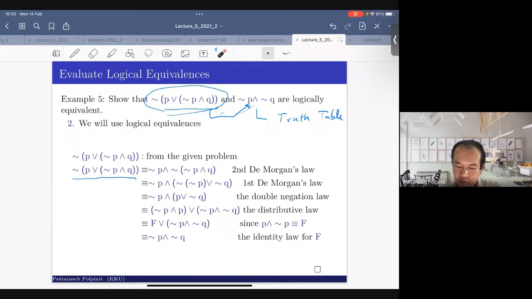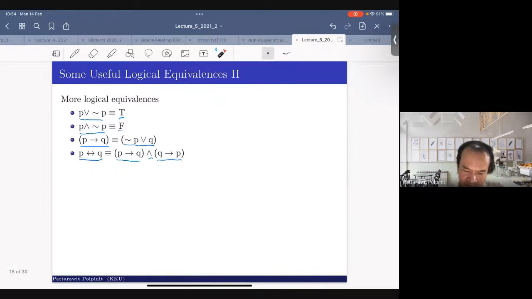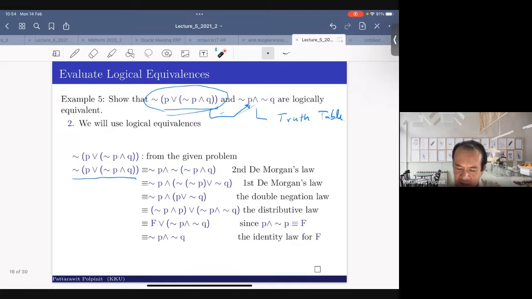The next one would be to distribute negation of P outside into this P or negation of Q. So I get negation of P and P, or negation of P and negation of Q, right? This is just written in them. From this to this is the distributive law. The second last one is negation of P and P, which is basically false, right? We have this one, and negation of P and negation of Q, we just leave it there because it's almost what we want.